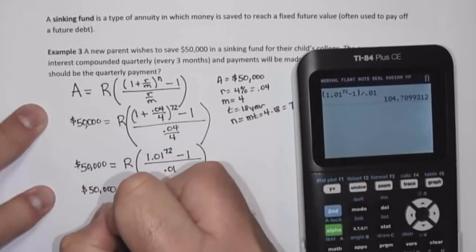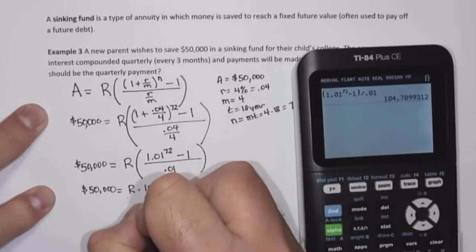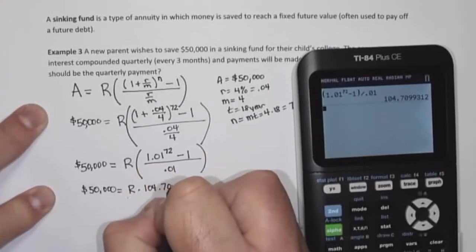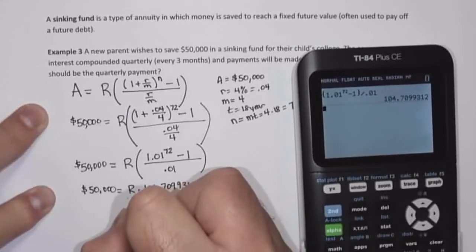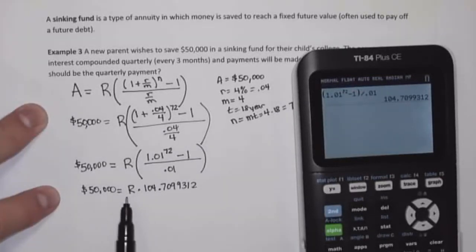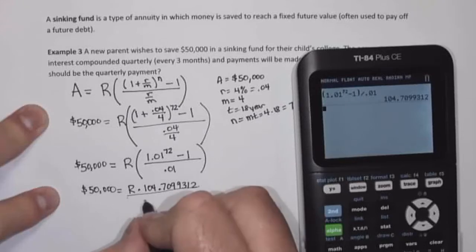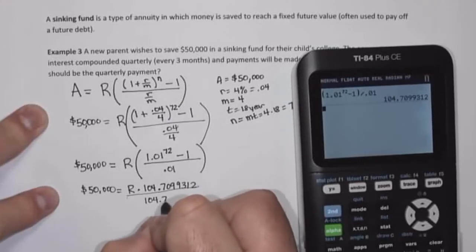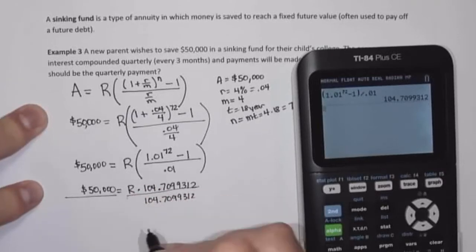So I have $50,000 equals R times 104.7099312. I'm not rounding that because I don't want to round until the end, so that rounding doesn't cause error. So 50,000 equals R times that 104.7099312. To solve for R, I'm just going to divide both sides by 104.7099312.